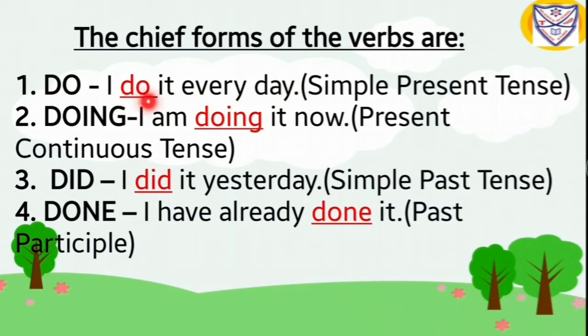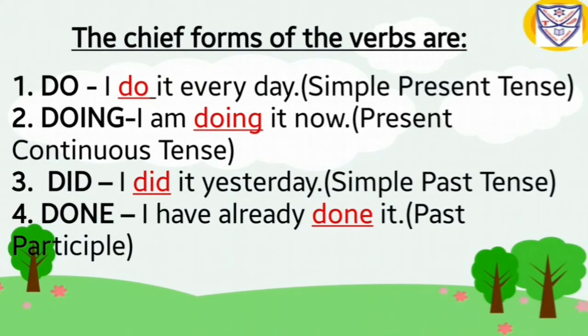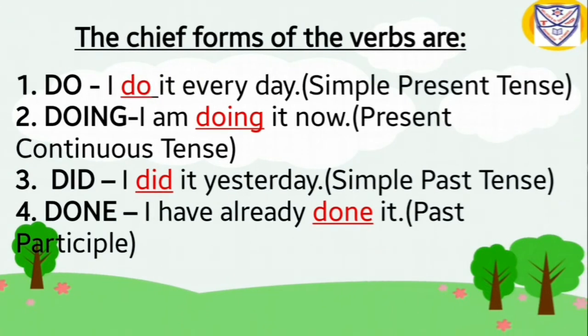So when I say I do it every day, over here do is a verb which stands for simple present tense. Why? Because the verb do shows that an action is done in the present time or which is done daily. Therefore we can say do, which is the verb, stands for the simple present tense.